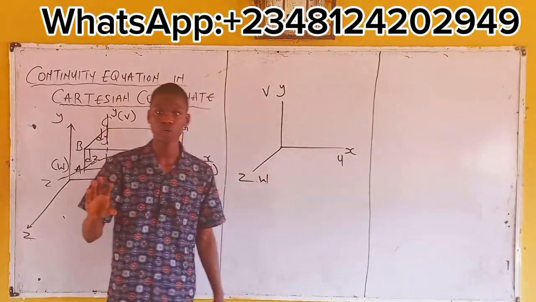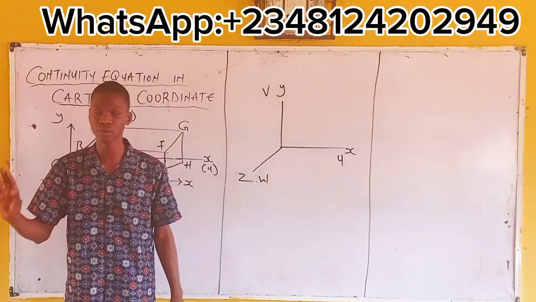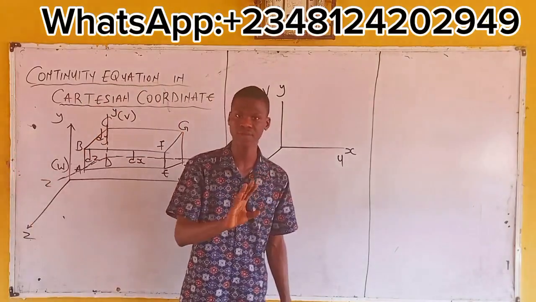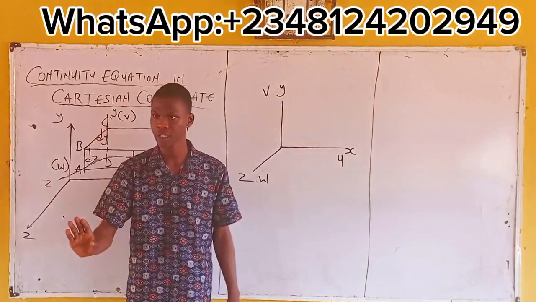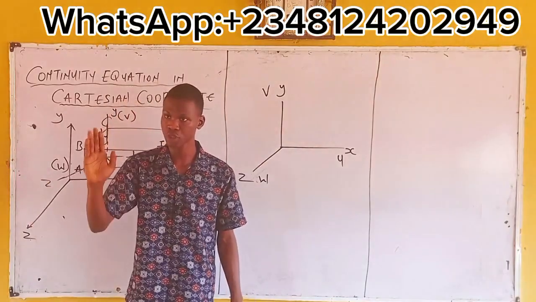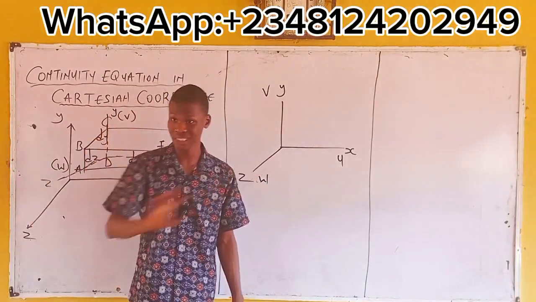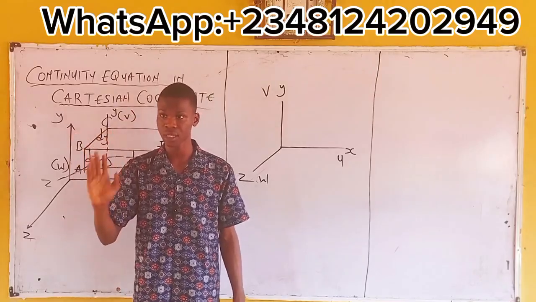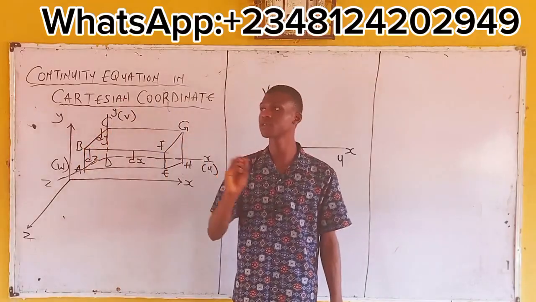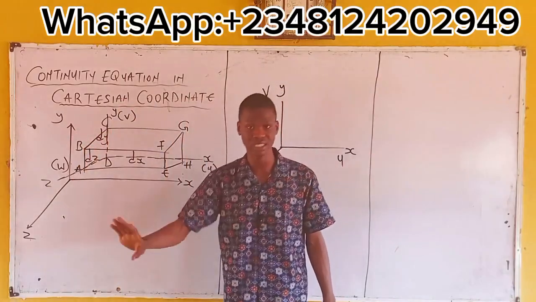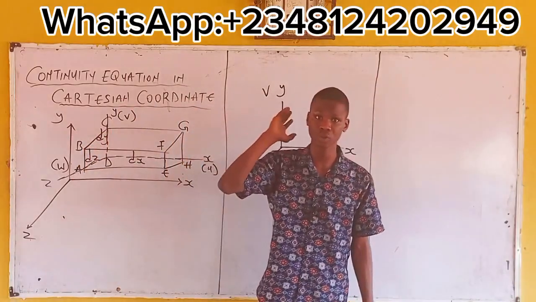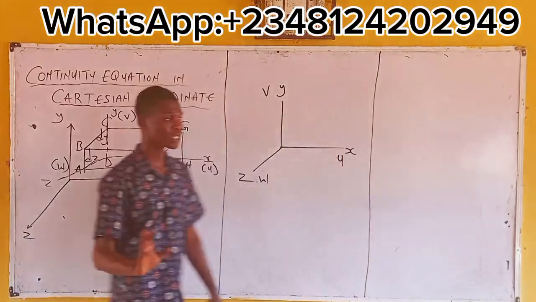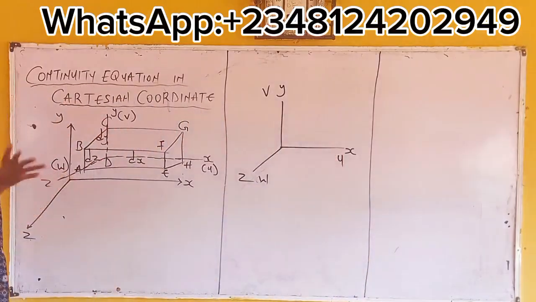Now, continuity equation in Cartesian coordinates is very simple, it's just solving. By the time you solve, you just verify if this particular equation is satisfied. If that equation is satisfied, it means continuity equation is met. This thing is very simple. Once this is satisfied, then continuity equation has been met.